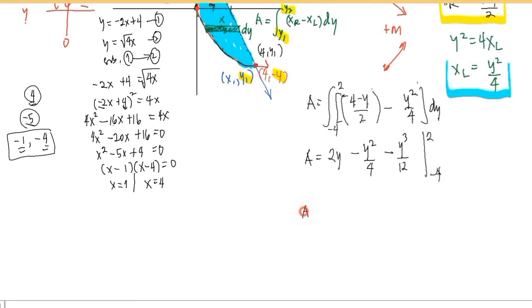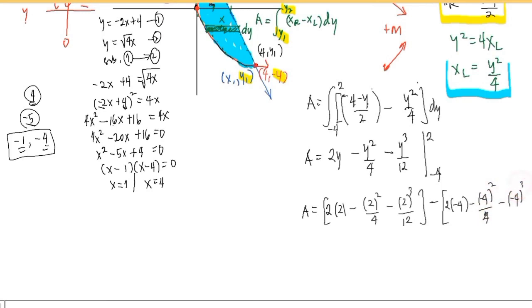So, applying the idea of our limits, we have here 2 times 2 minus, for the upper limit, 2 squared over 4 minus 2 cubed over 12, minus our lower limit, we have 2 times negative 4 minus negative 4 squared over 4 minus negative 4 cubed over 12.